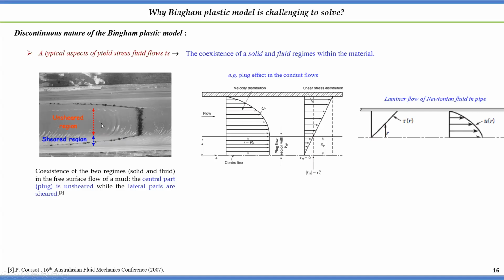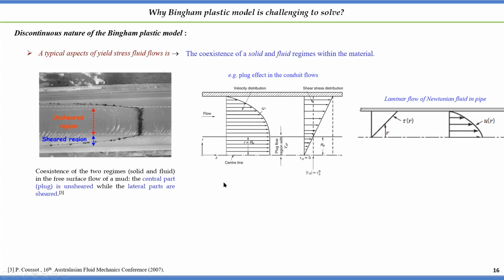And this is the image of mud flow in an open channel. If you see carefully in this image, there is some boundary which makes this plug-like region different from the region next to the wall. So in reality, this fluid is moving with two kinds of characteristics: one is like a solid, one is like a fluid. This is the characteristic of a solid, where we are not able to see any velocity gradient.